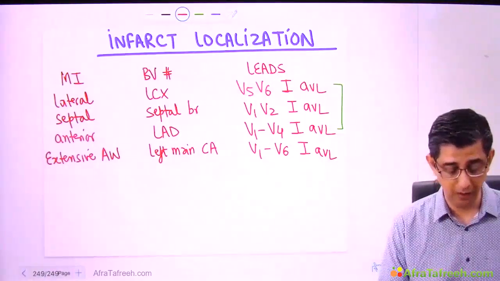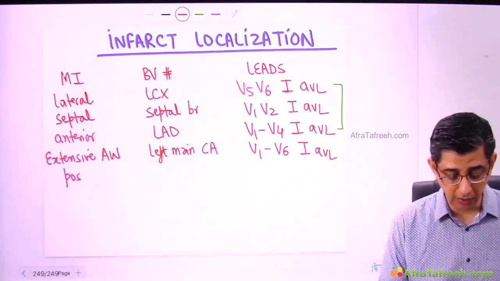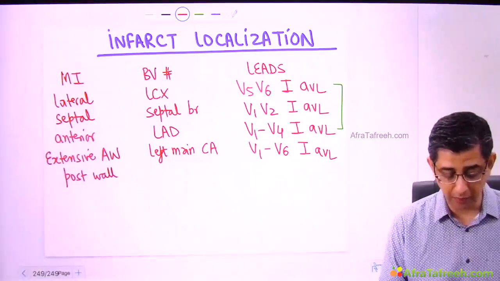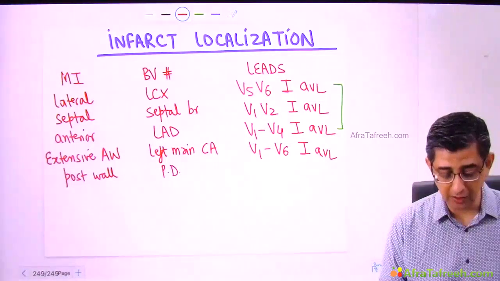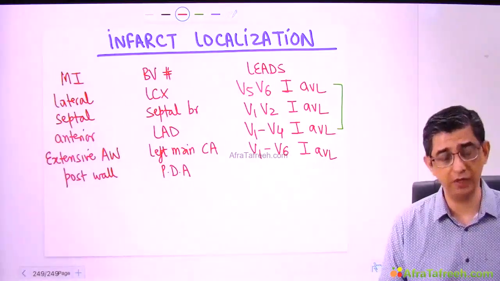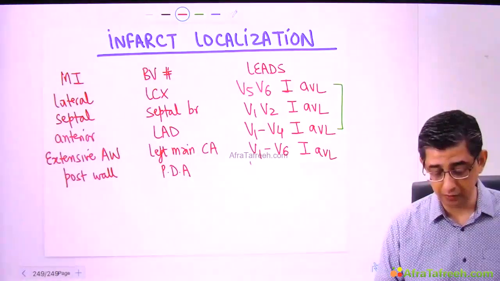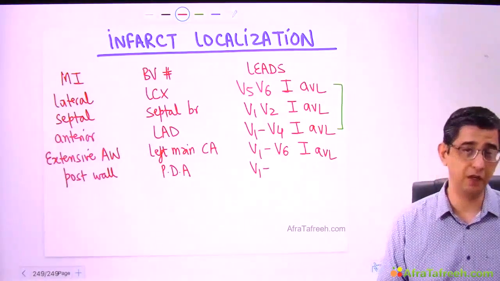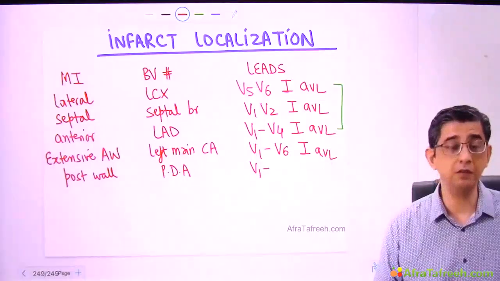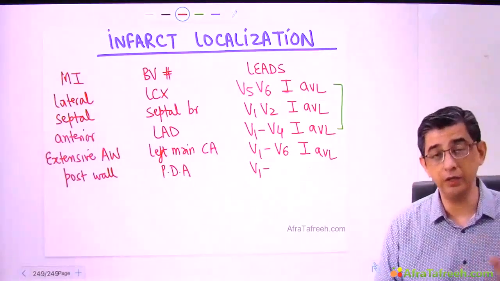Then he can also ask you regarding posterior wall involvement, where the blood vessel involved is the posterior descending artery. The second one would be left circumflex, but the first answer is posterior descending artery. And the electrodes that you would check here would be V7, V8, V9. Now the problem is that V7, V8, V9 are not put routinely by the technician.